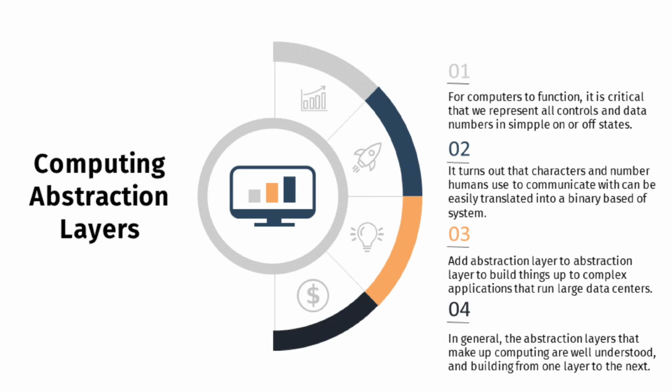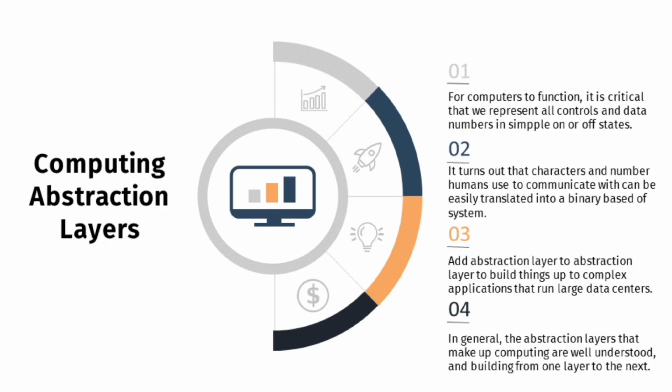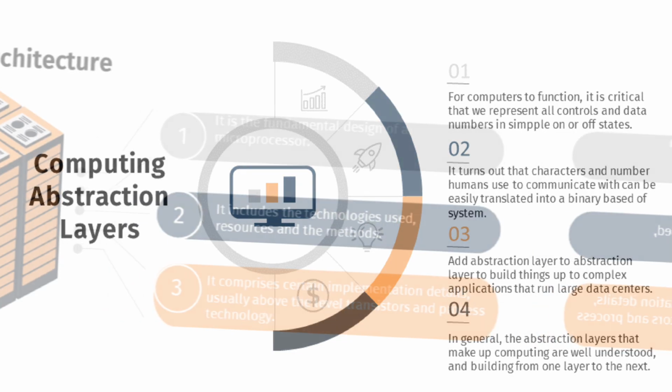For computers to function, it is critical that we represent all controls and data in numbers, in simple on or off states. It also turns out that the characters and numbers humans use to communicate with one another can be easily translated into a binary base system. Add abstraction layer to abstraction layer to build up to complex applications that will run large data centers. In general, the abstraction layers that make up computing are well understood, building from one layer to the next.